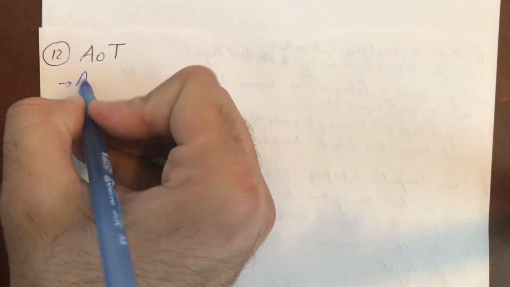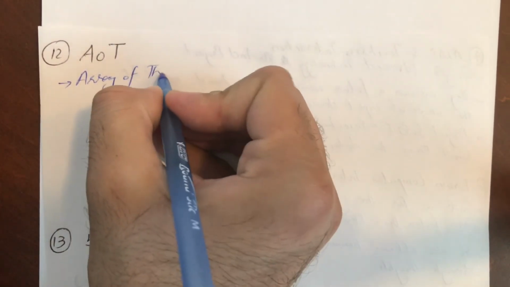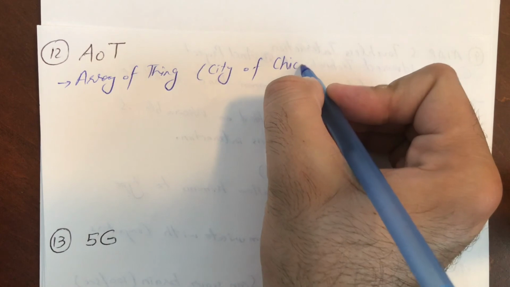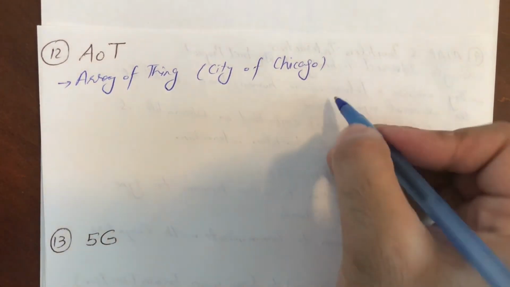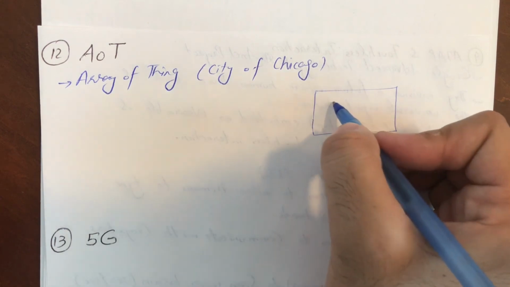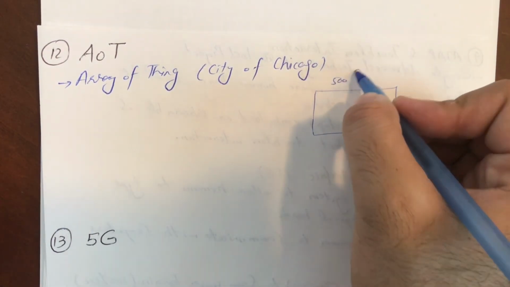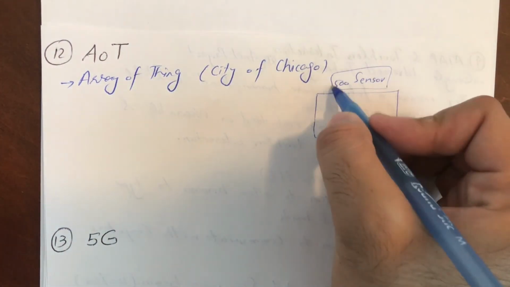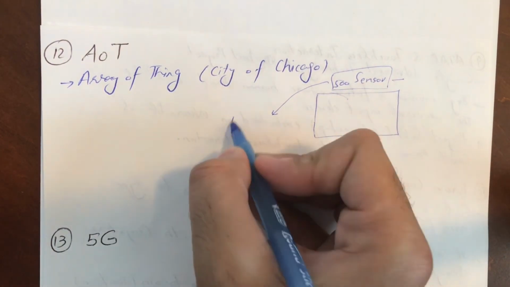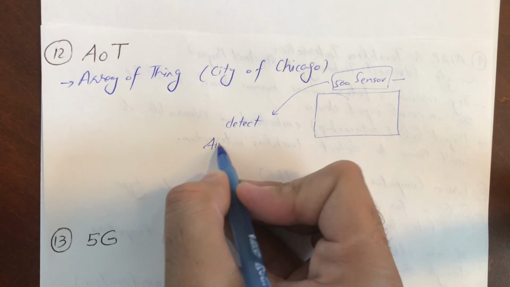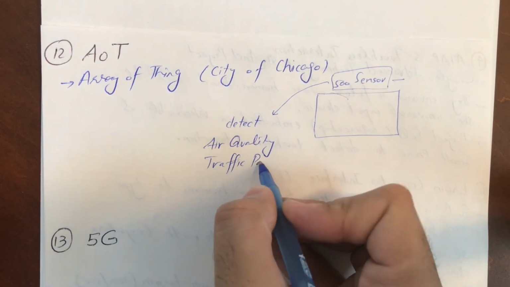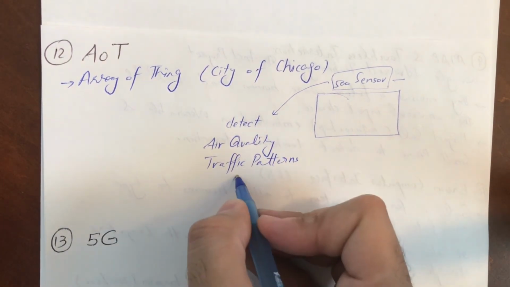Next is the last few things. AOT is Array of Things, and this project is initiated by the City of Chicago. In this project, let's say this is their downtown, they have deployed 500 sensors, and they have mounted those sensors on traffic lights and some utility poles and all that stuff. These sensors detect air quality, traffic patterns, etc., and send this information.